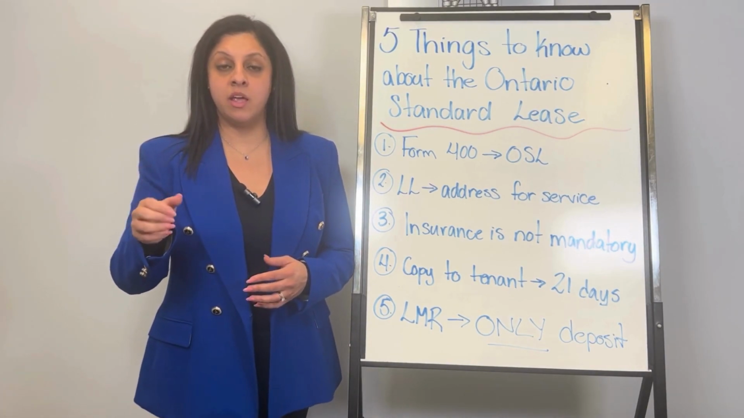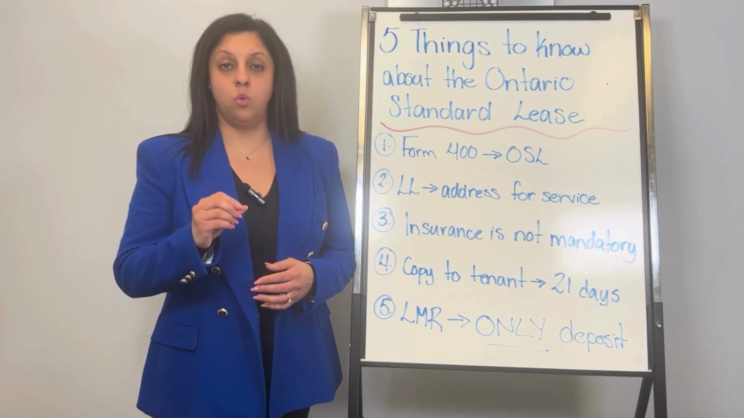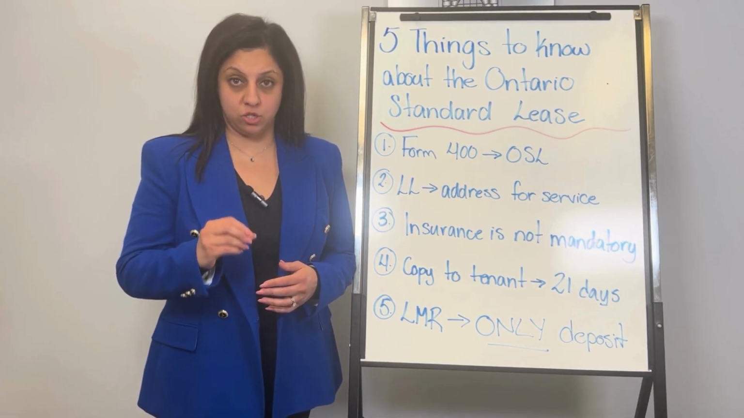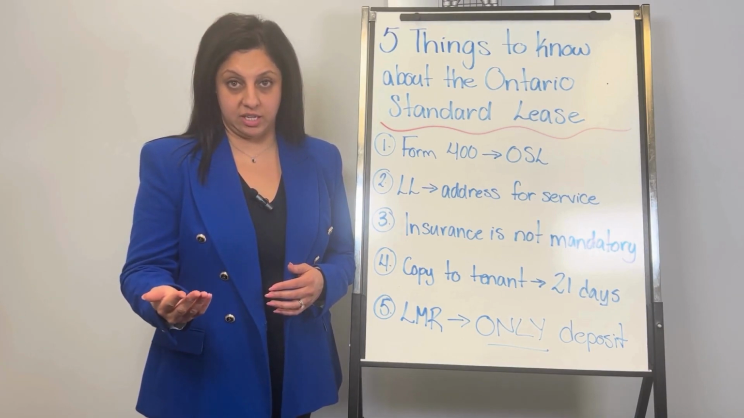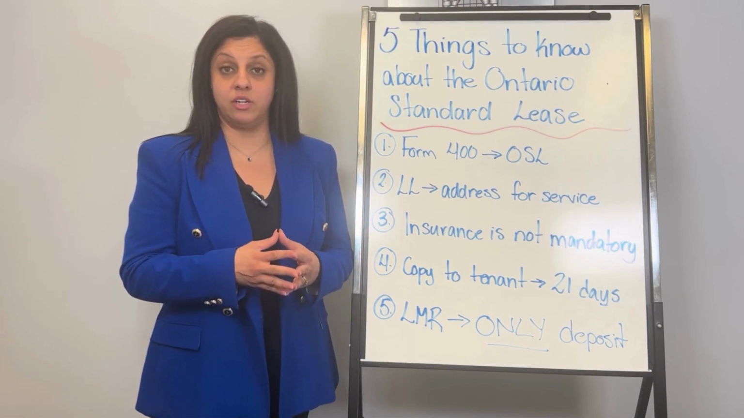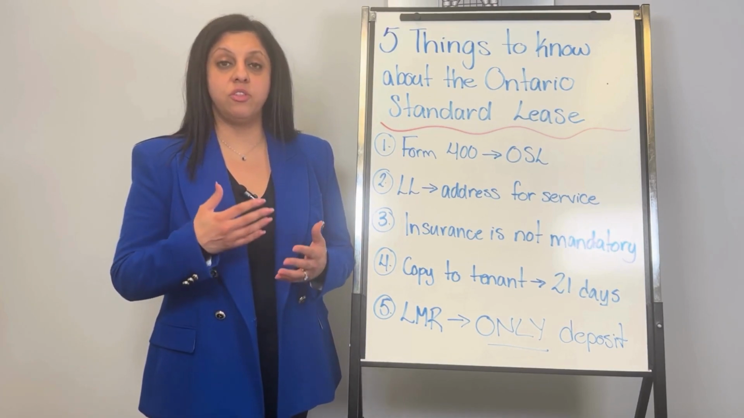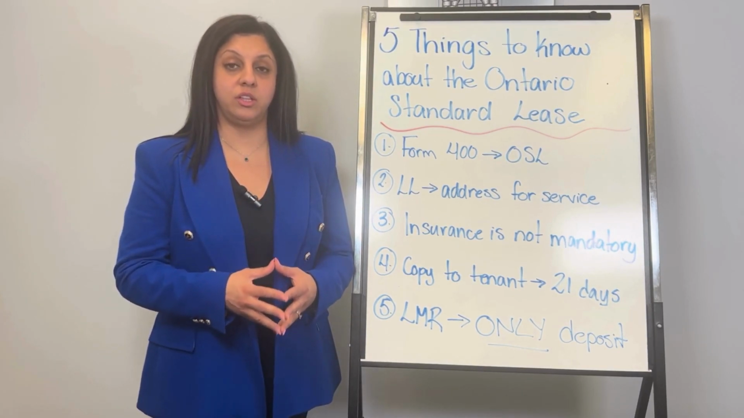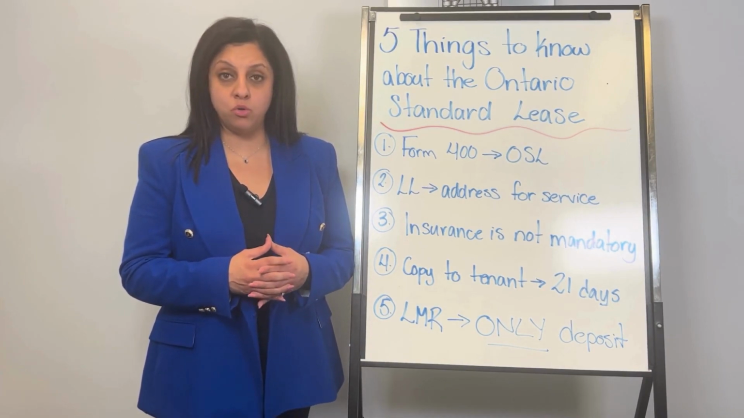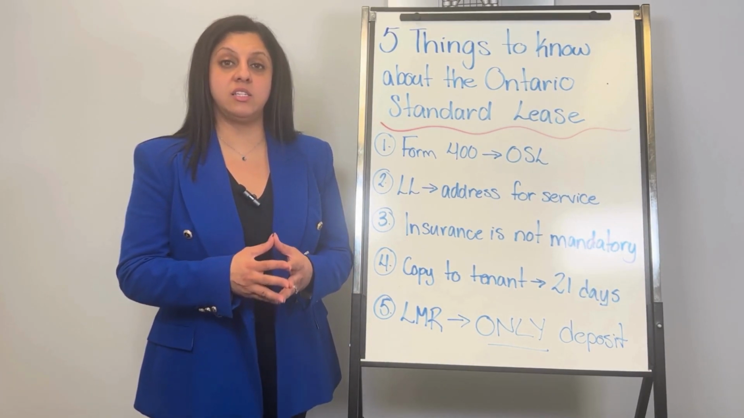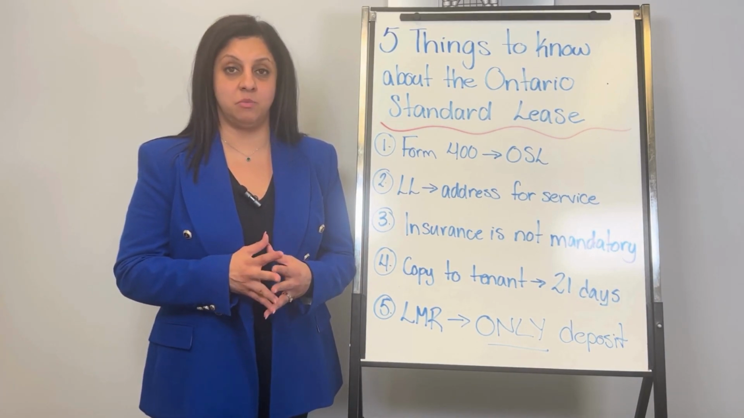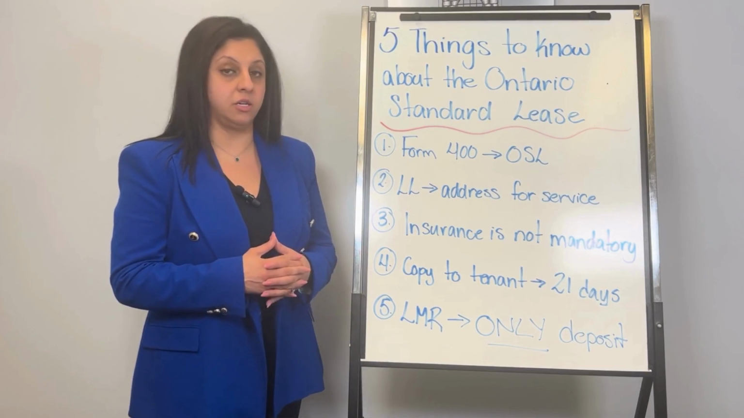Number 1, Form 400 when using a realtor is the stepping stone to make an offer to lease. It actually is followed up by the Ontario Standard Lease Agreement. After the Form 400, the offer to lease has been accepted. In fact, what most landlords do is they include Form 400 as an addendum to the Ontario Standard Lease.